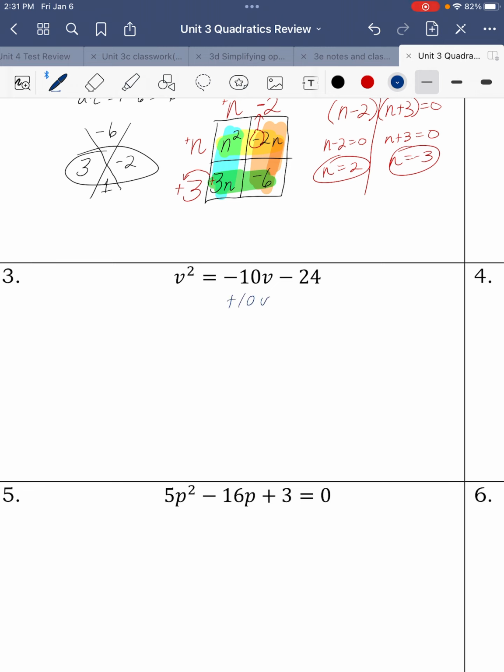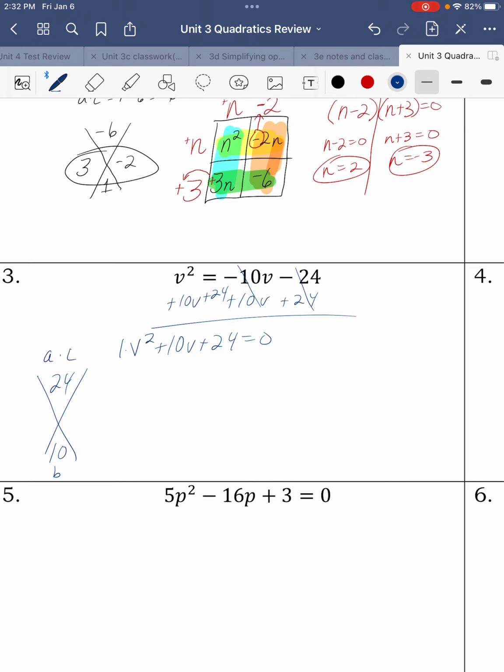All right, number 3, we need to move all the terms to one side. So we get v squared plus 10v plus 24 equals 0. We've got no greatest common factor, so we'll do A times C. So 1 times 24 is 24, and that adds up to B. What two numbers multiply to 24 that add up to 10? That's 6 and 4. We're going to use those in a Punnett square now.